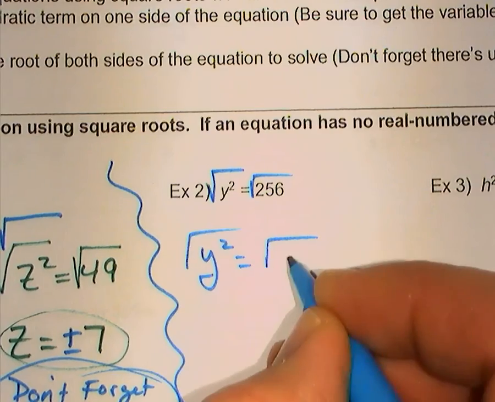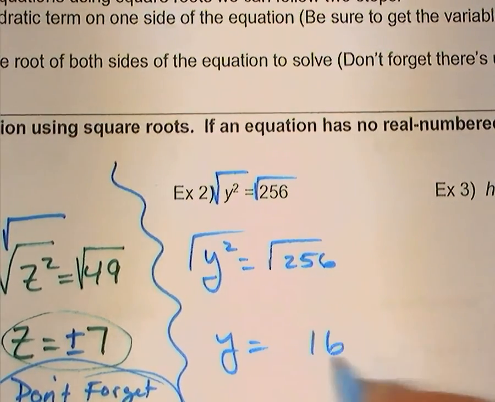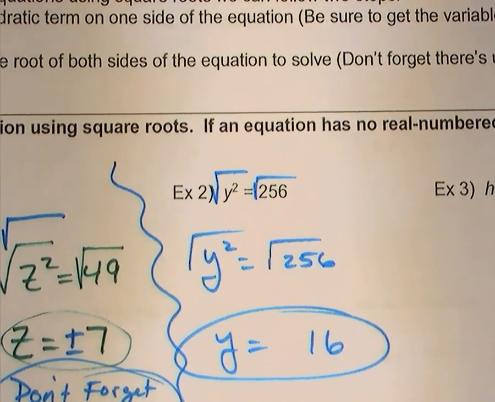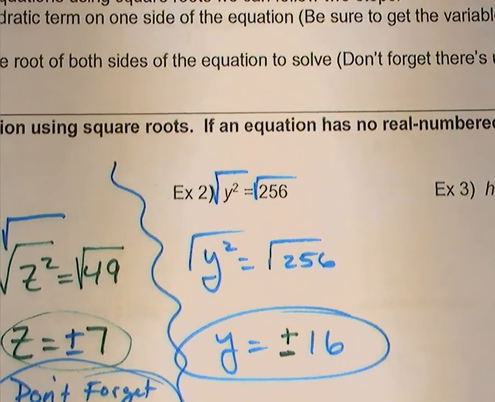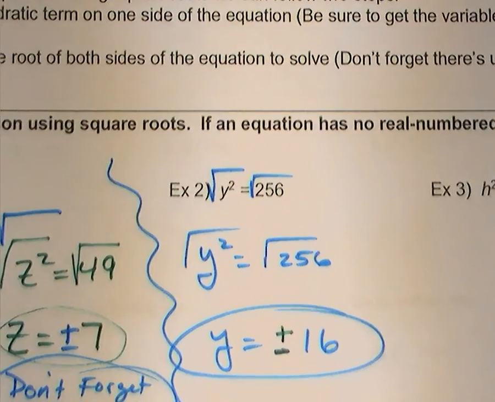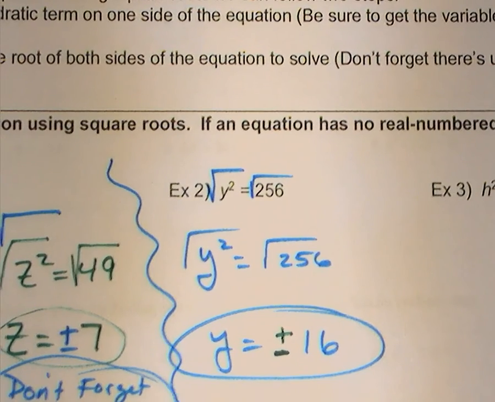So I'm just going to rewrite it here so it's a little bit bigger. I square root it, and I get 16. Now if I circle that, it's wrong. Why is it wrong? Your symbols. Don't forget your plus or minus sign. There again, quadratic, you should have 2 answers most of the time.